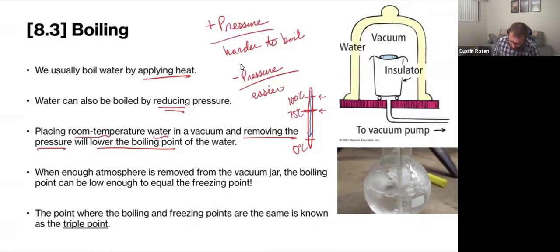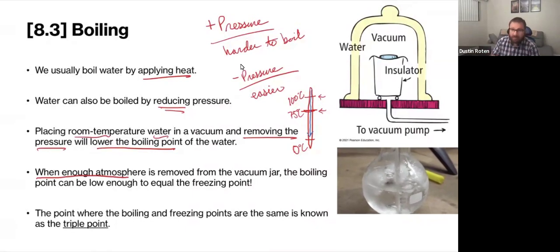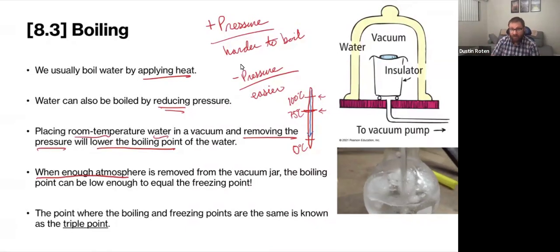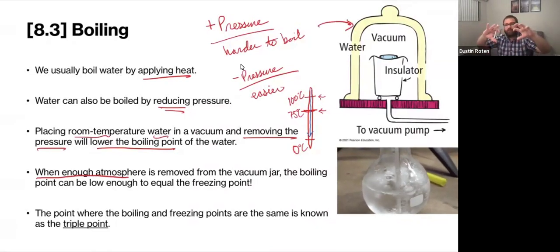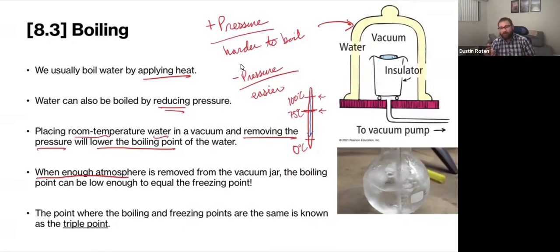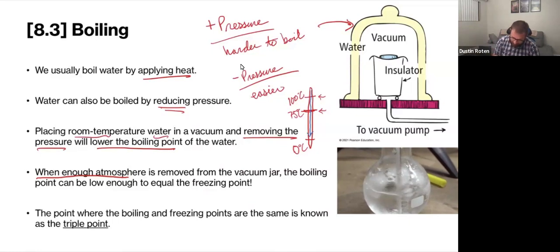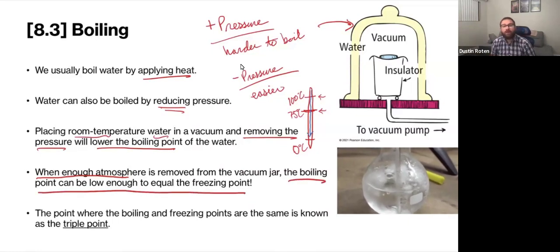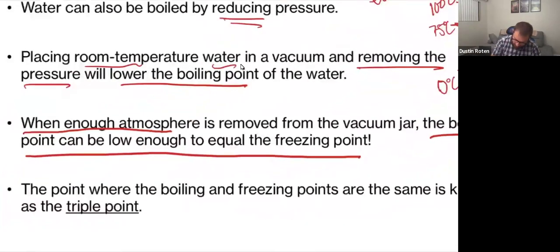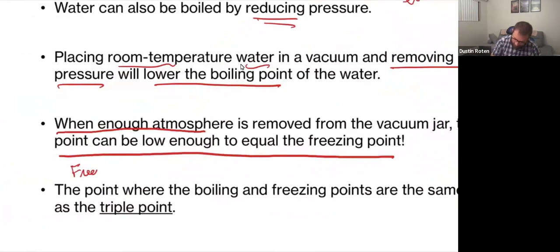So when enough atmosphere is removed, and that's hard to do, given this setup, even though this setup looks like a small setup, sort of like a tabletop setup, it can still take a long time to actually remove enough atmosphere to make this happen. But if you can remove enough of it from the jar, the boiling point will actually be low enough to equal the freezing point. And that means you're going to have freezing and boiling at the same time.